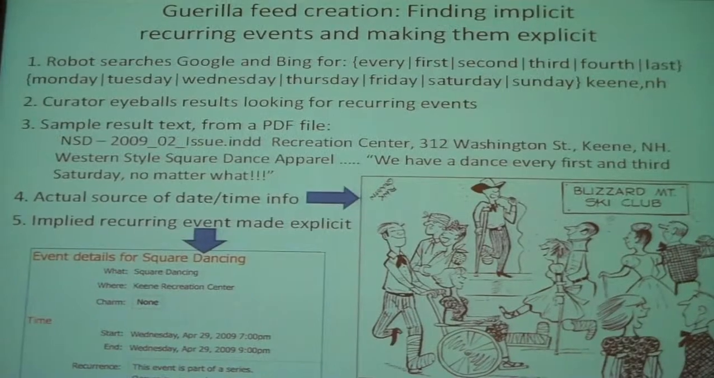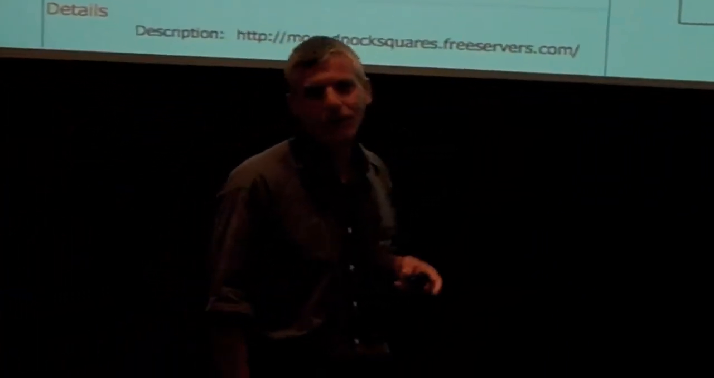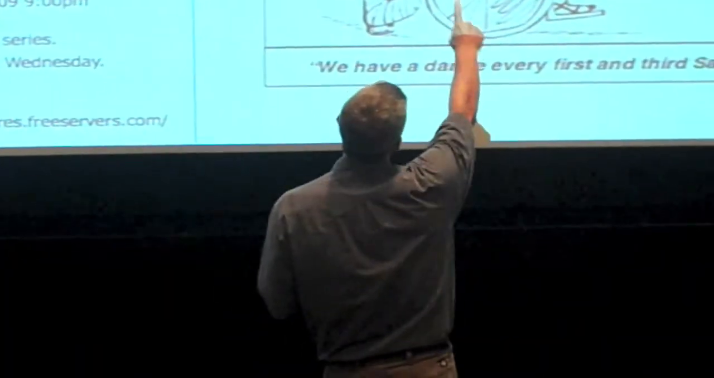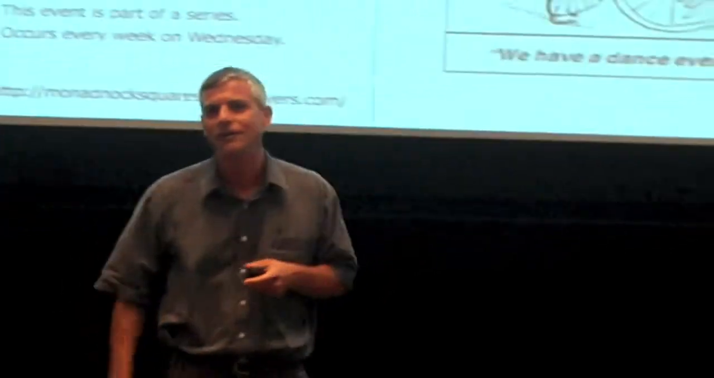This is the reality, right? I mean, it turns out that there's a square dancing club in my town that meets on whatever it is, first and third Saturday of every month. And how it was described on the web was in a PDF newsletter, right, where the actual information was in the caption of an illustration in the PDF newsletter, right? So this is what people actually do, right?